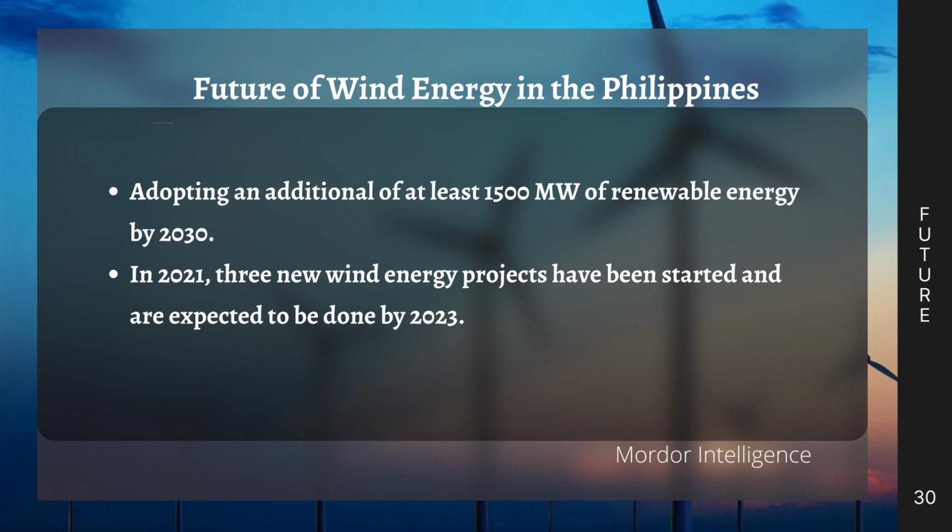According to Mordor Intelligence, the Philippines has set a goal of achieving an additional 1,548 megawatts of renewable energy by 2030. In 2021, the Philippines started three constructions of wind farms in Balaoi and Caunayan, Ilocos Norte, and in Aklan, Panay, which will be done in 2023.